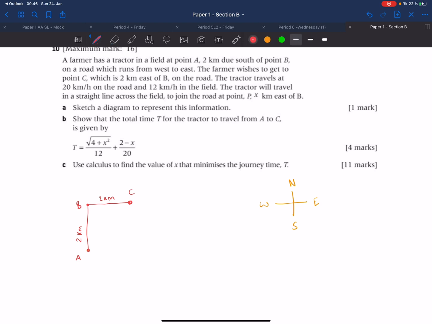Sorry, guys. I told you I hadn't looked at the questions before. Right, here's my road. The road's going there as well. Right, try again.